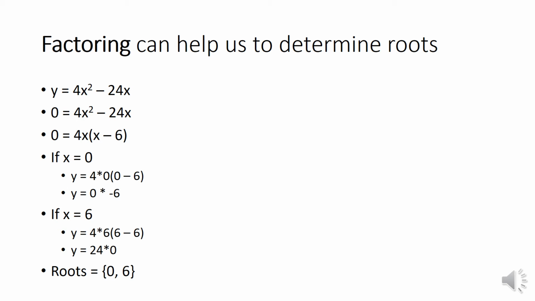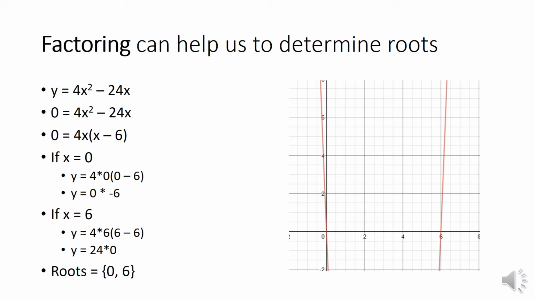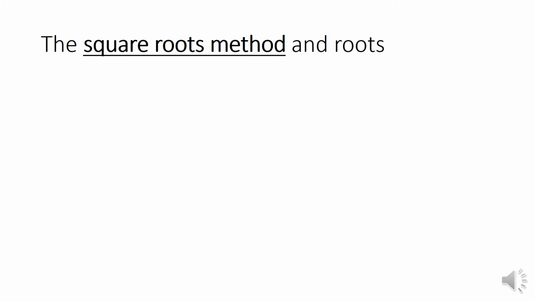And we can verify this if we look at a graph of the equation y equals 4x squared minus 24x. So here is a graph of that, and we can see that whenever x is equal to 0 and 6, it's at those two specific points when the line is going through the x-axis. And at the x-axis, the value of y is always 0.